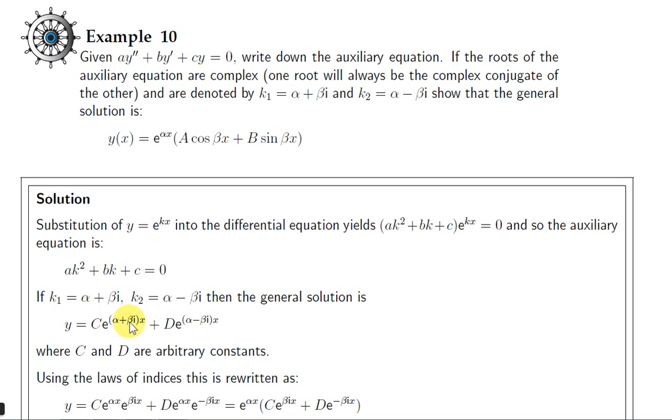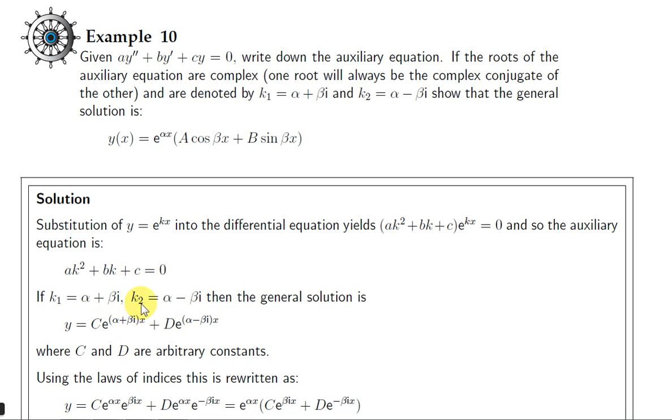So we will have e to the (alpha plus beta i)x as one solution, and e to the (alpha minus beta i)x as the second solution, and these are linearly independent. Because if we divide e to the (alpha plus beta i)x by e to the (alpha minus beta i)x, we get a function of x. We don't get a constant.